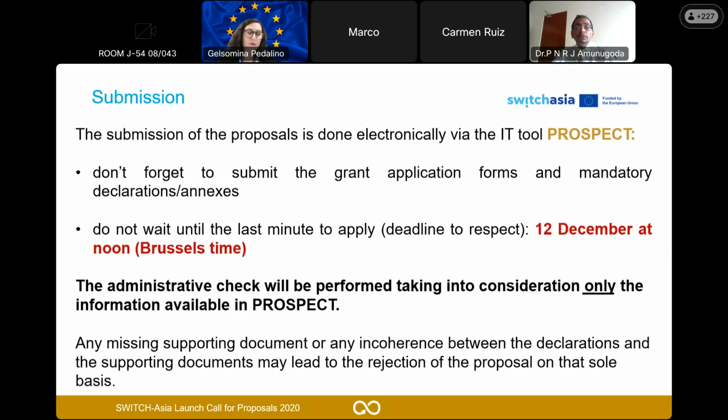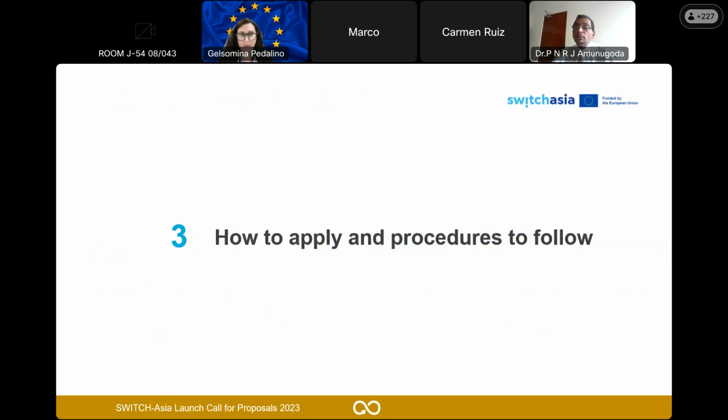The submission of the concept note will be done electronically, as you have read in the guidelines, using the IT tool Prospect, along with Annex A, which is the concept note form. Don't forget to submit the declaration that the co-applicants have to provide in order to give mandates to the lead applicant.